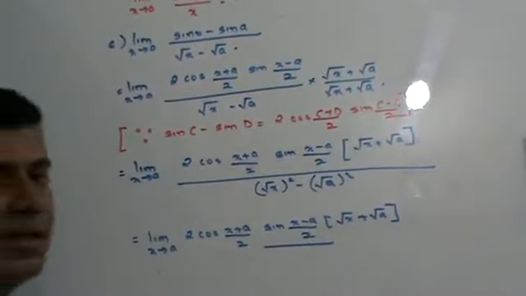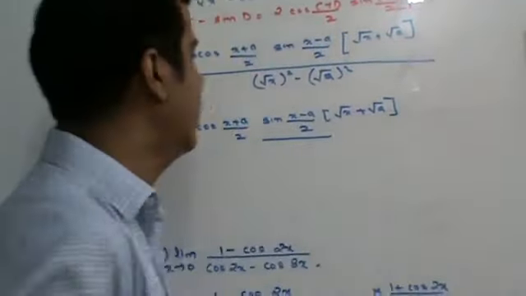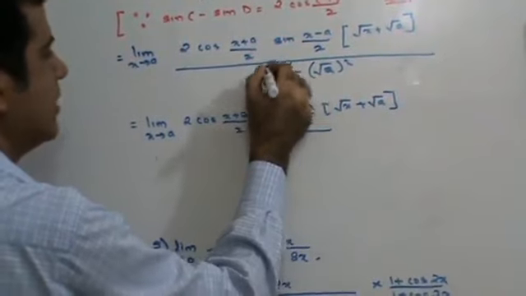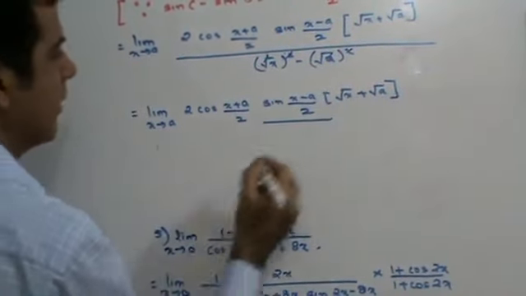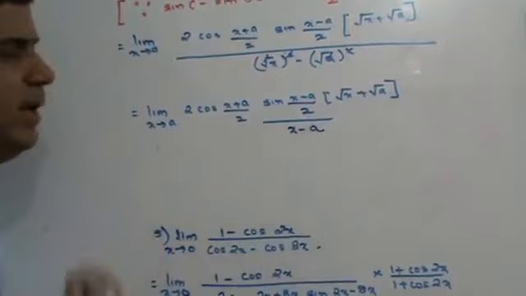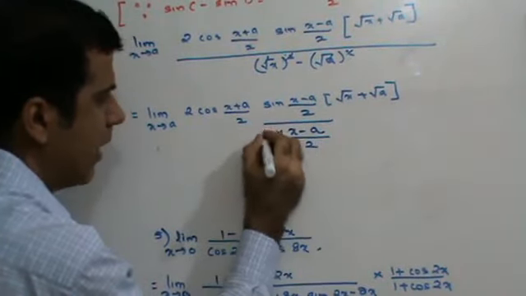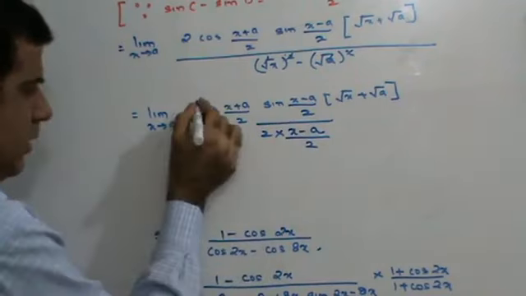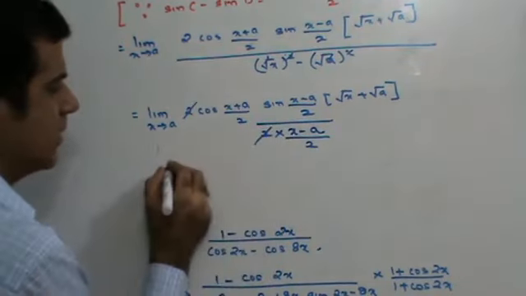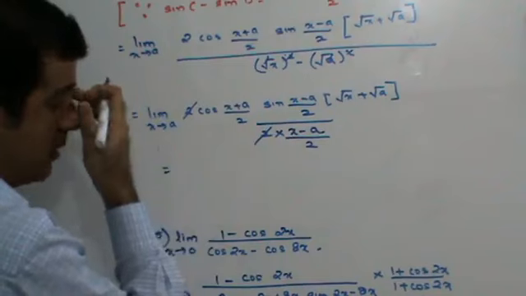Now since the whole thing is divided, I can write the divide for any one term. Square root cancel, square root cancel. So that will give me x minus a. Divide by 2, multiply by 2. This 2 and this 2 get cancelled. Right? So now substitute the values.